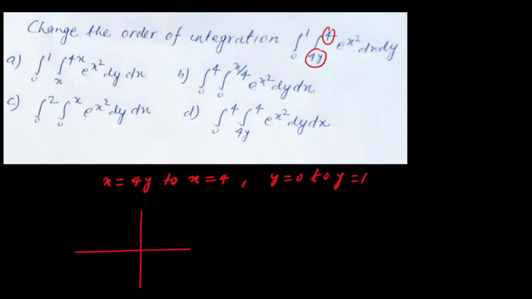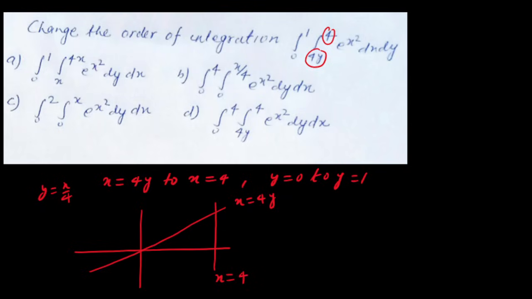X is equal to 4y. So x is equal to 4y, or y is equal to x by 4, means there is a straight line passing through origin, right? Lesser slope. So this is the line x is equal to 4y, or y is equal to 4x. And then x is equal to 4 means a line parallel to y-axis. So this is the x is equal to 4 line.